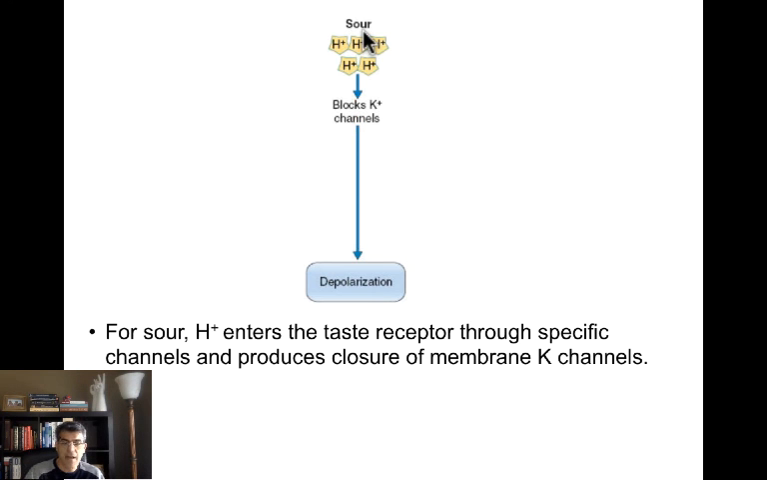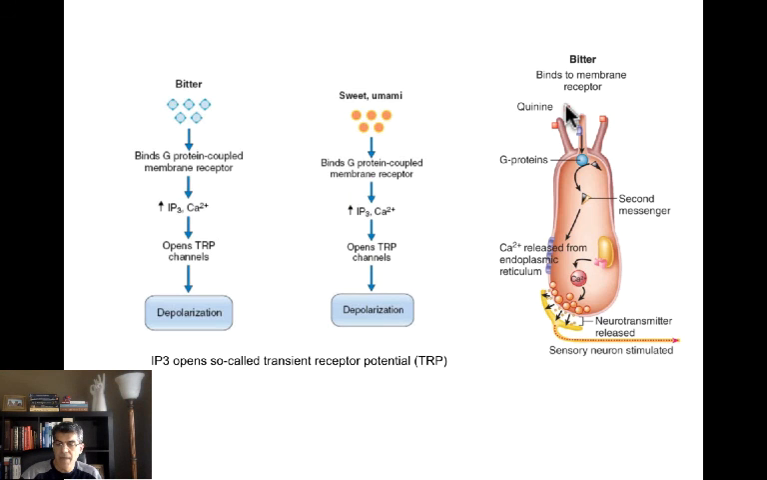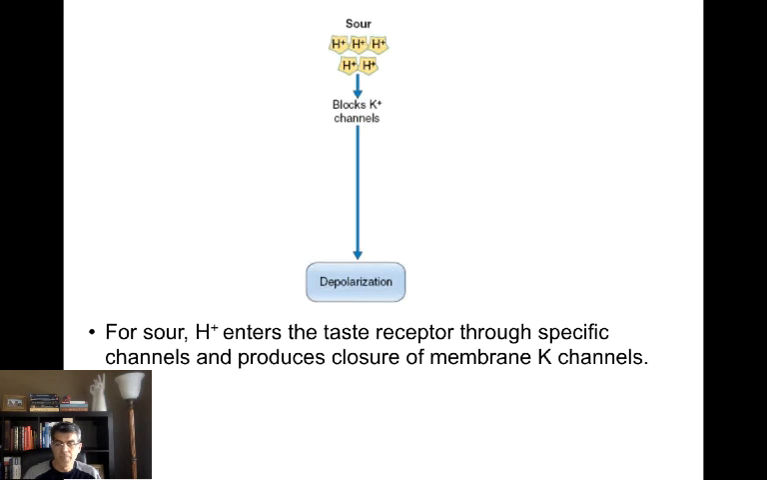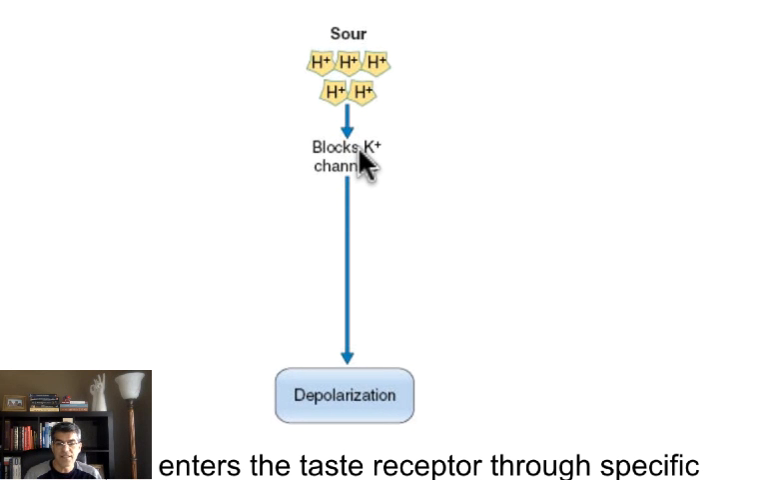In the case of sour, the molecule is H+. H+ is going to get inside the cell directly. Imagine that if that's H+, it's going to go through and it's going to come in. So there is no G protein. H+ is going to enter the cell, and it is going to block the potassium channel. And you know, by blocking potassium channel, the cell becomes depolarized.